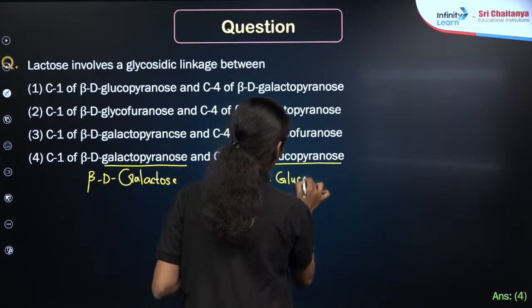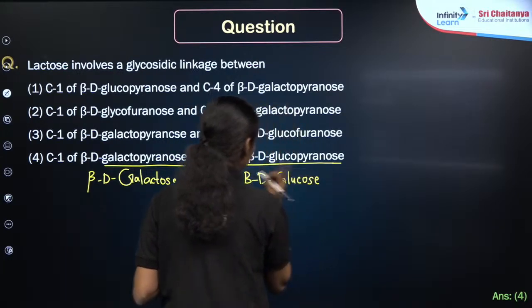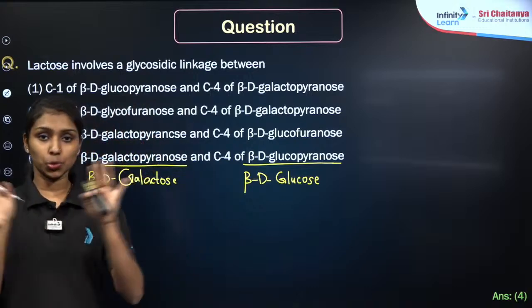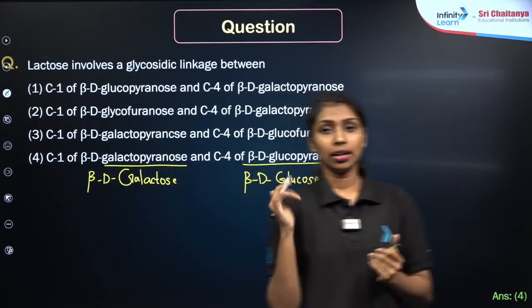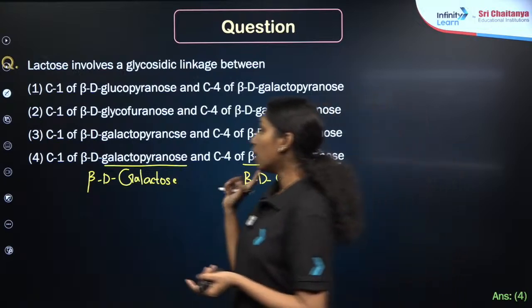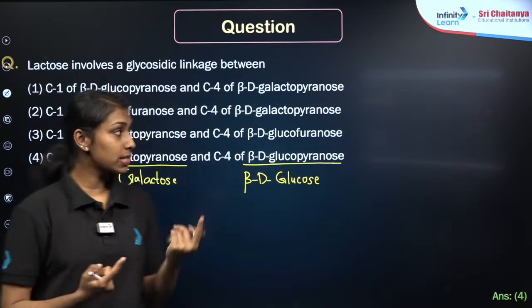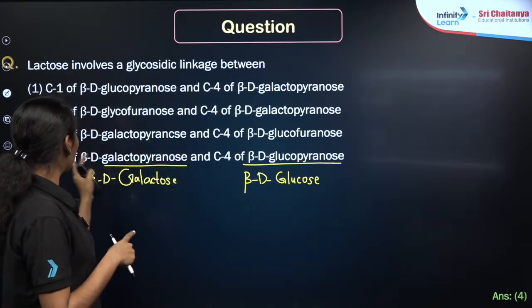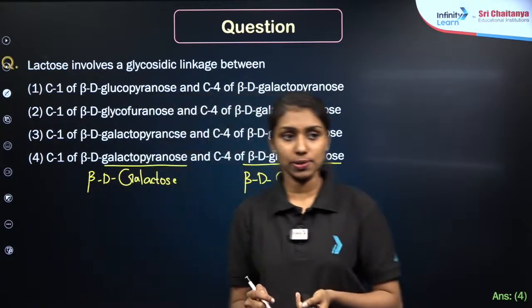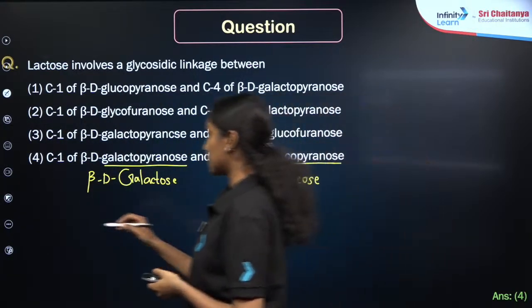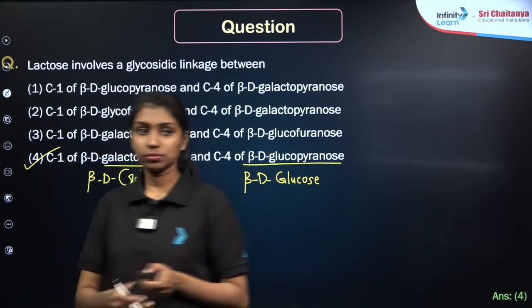Whenever beta D glucose and beta D galactose combine together, there will be the 1,4 glycosidic linkage between these molecules, right? So the 1,4 glycosidic linkage present in the case of lactose is between C1 of beta D galactopyranose and the C4 of beta D glucopyranose. Option 4 will be the correct answer.